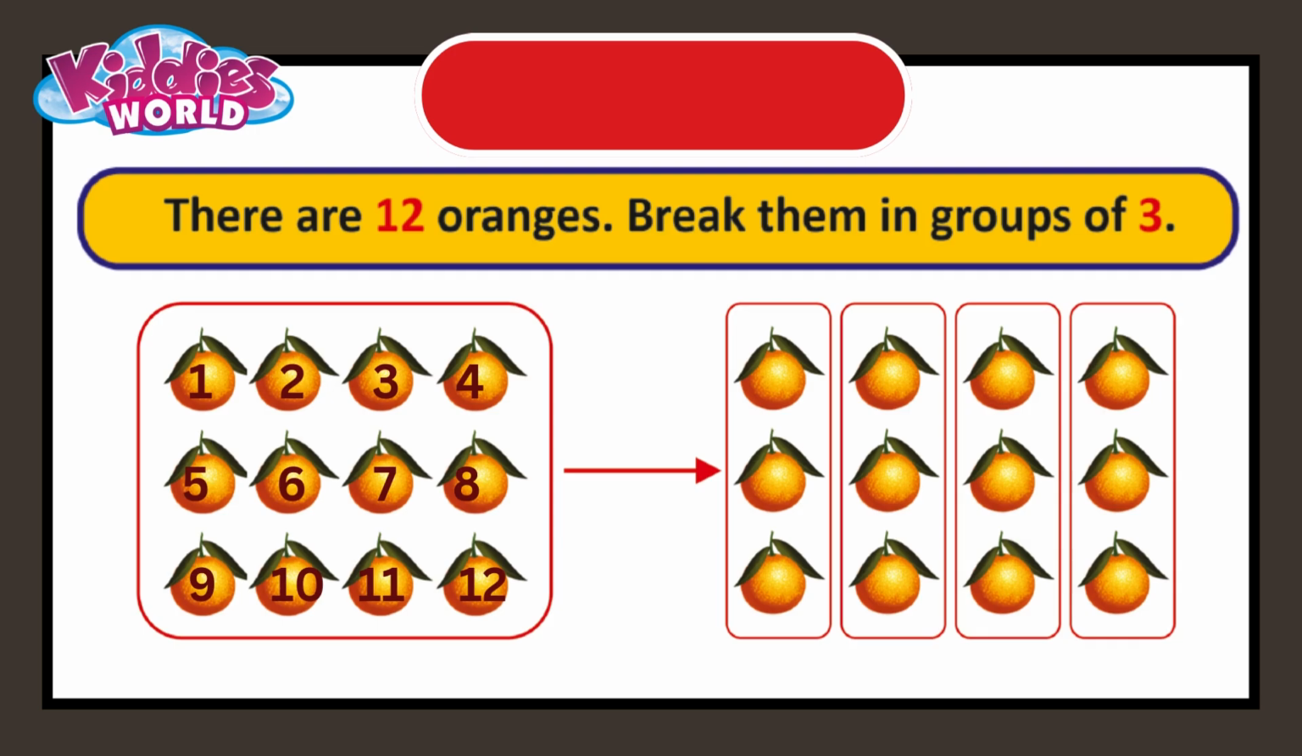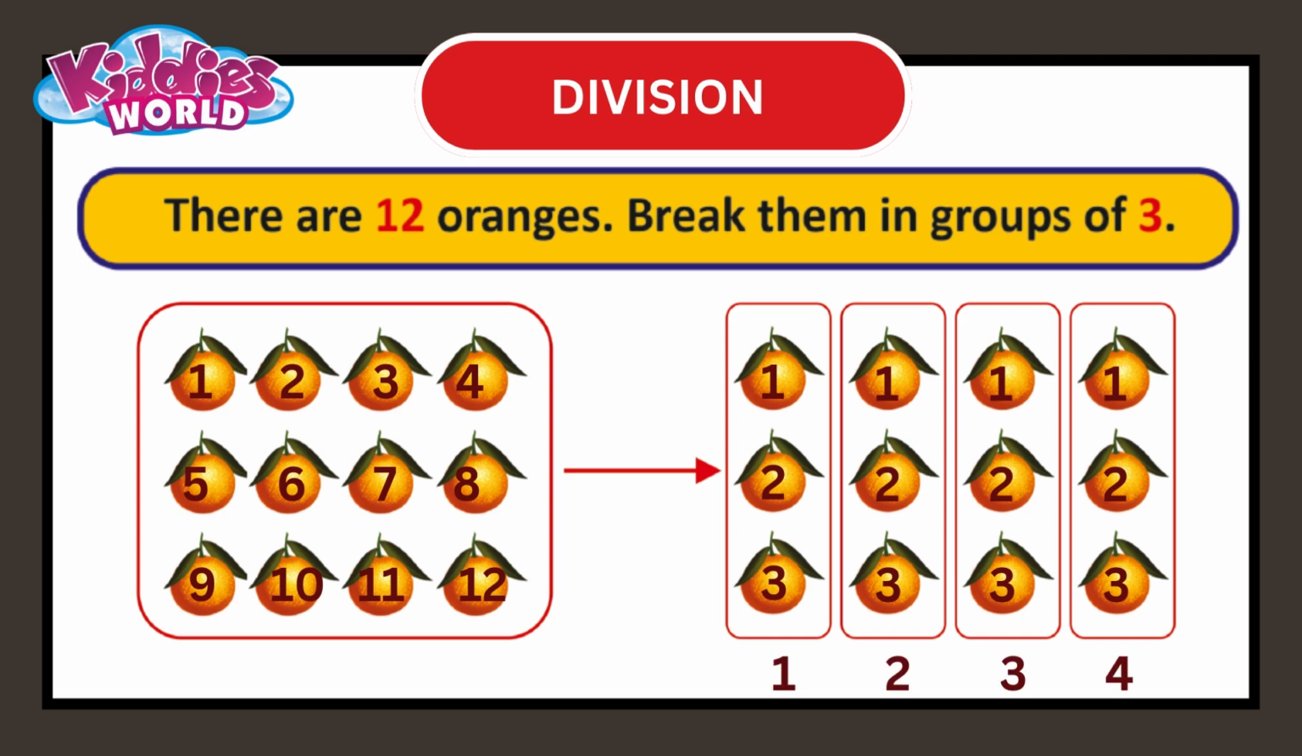Step 2. Let's divide the oranges into groups. Here we go. 1 group of 3, 2 groups of 3, 3 groups of 3, and finally 4 groups of 3. Now we have 4 equal groups of 3 oranges each.